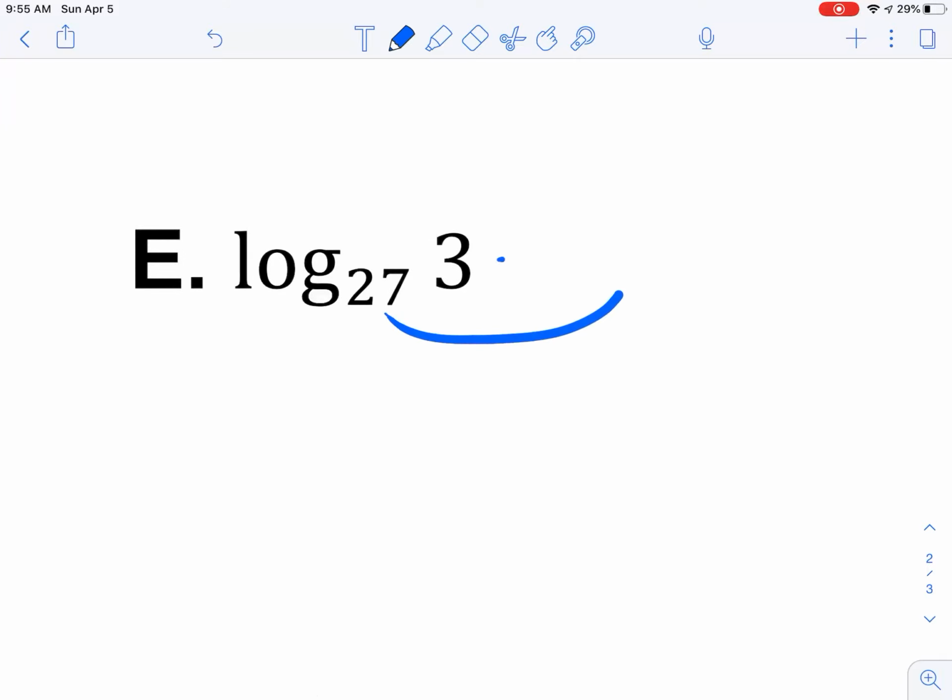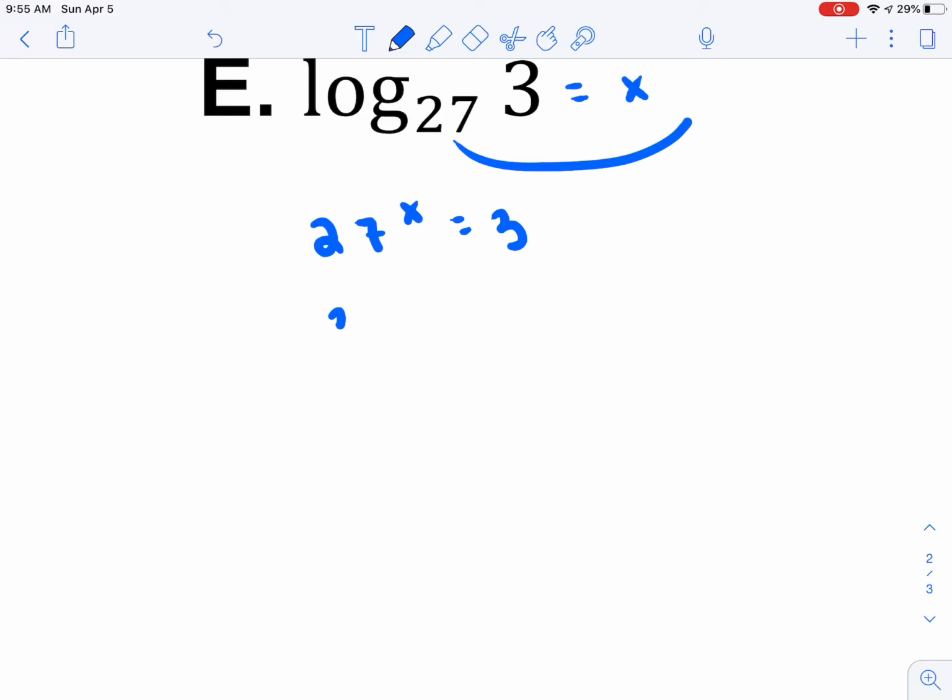Moving on to the next one, same idea. You can rewrite this in exponential form and then get the same base. Think about 27 as 3 cubed.